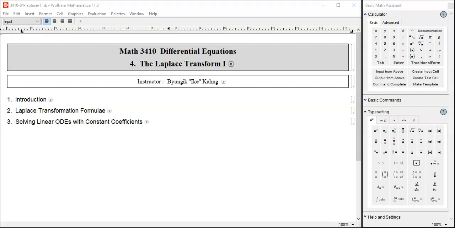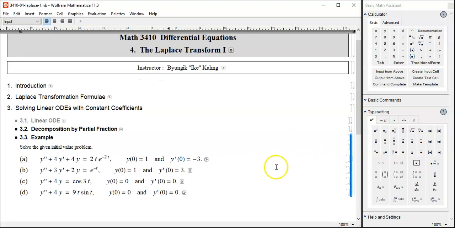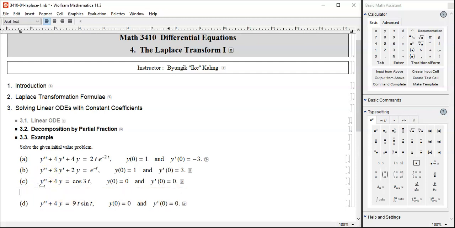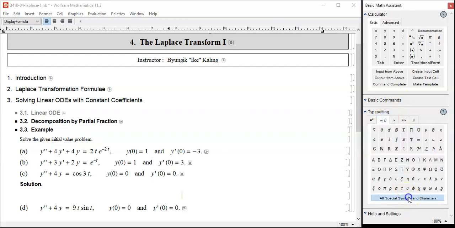Hello students, welcome back. In the previous videos, we went through these two problems, 3.3a and 3.3b. They're both about exponentials. Now C and D are about trigonometrics, so let's talk about those. They're a little bit different. Let's take the Laplace transform of each.